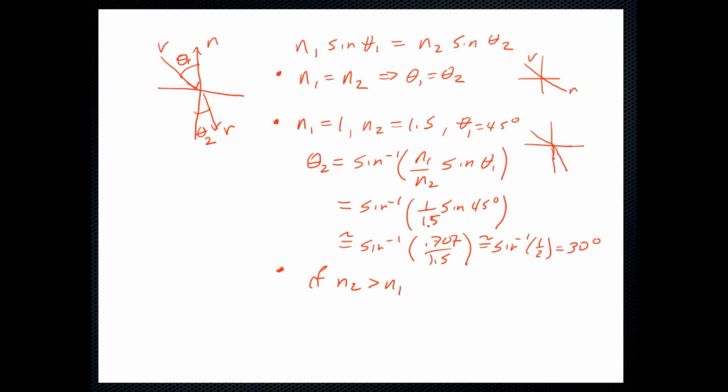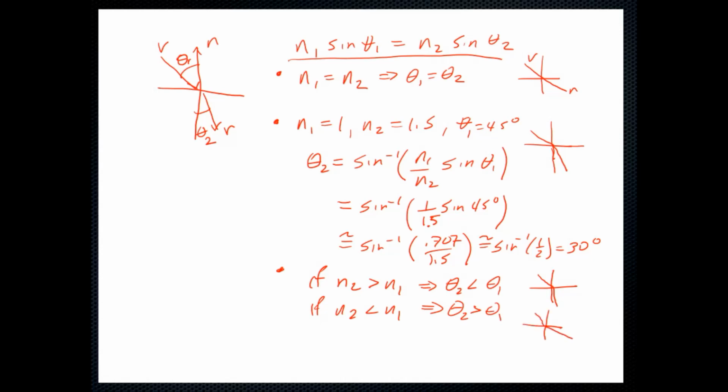And in our original equation here, if N2 is larger and N1 is smaller, then by the ratio, sine theta 2 has to be smaller, so the angle has to be smaller. This implies that theta 2 is smaller than theta 1, so we come in and bend in sharper. If N2 is less than N1, this implies the opposite: theta 2 is greater than theta 1, so we come in and go faster, bending away. So that's some of the intuition behind Snell's law.